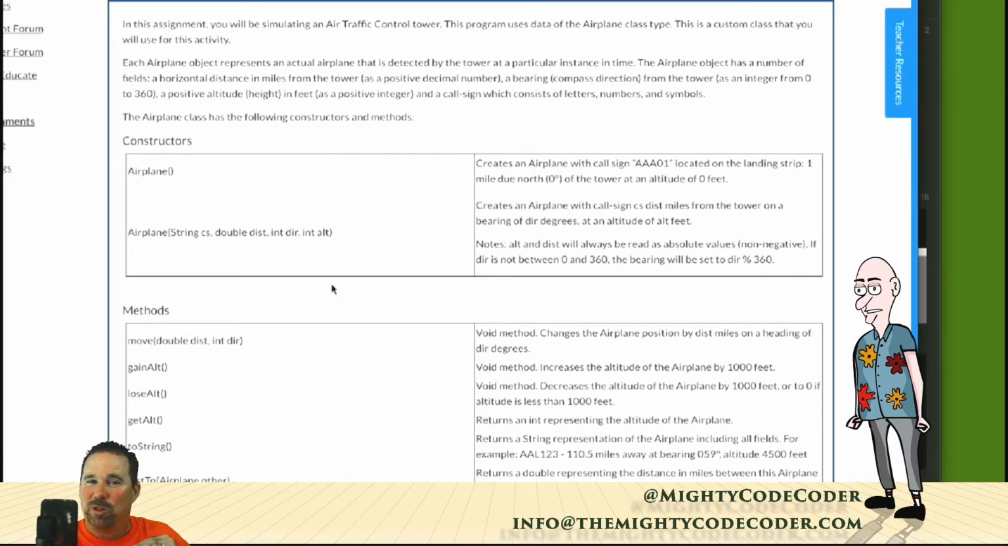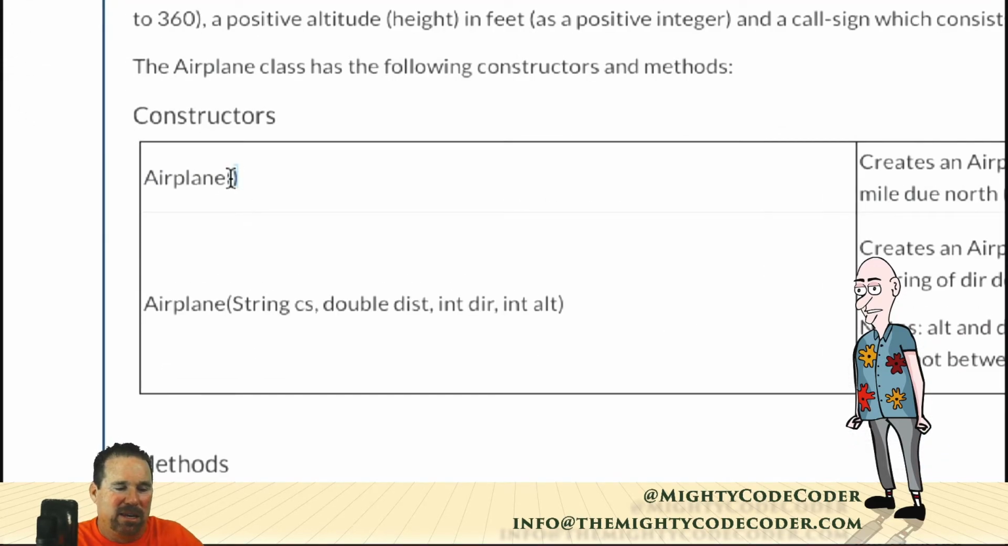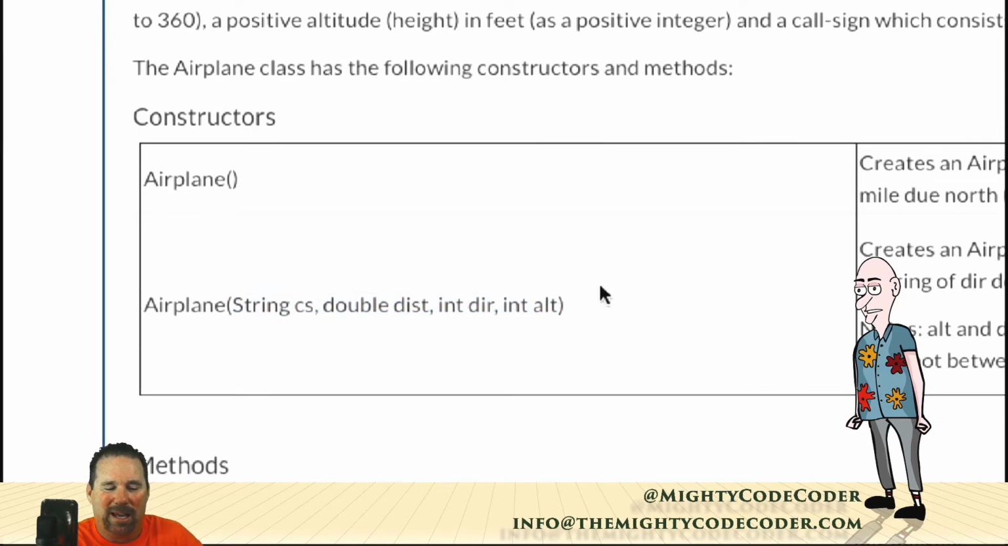Two constructors, one with no parameters put in there, and another with multiple. So here are the constructors. One is just an airplane, and it has nothing in there. This is where you put parameters. I think they actually call them attributes at this point. Yeah, attributes. So here is the second way to do an airplane, and you could send these attributes: a CS, a dist, a direction, and an alternate route.